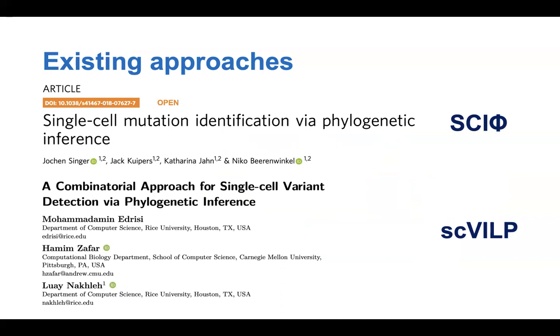This idea has been implemented in different ways in works such as SciPhy and SCVilp. SciPhy estimates the posterior of the tree and mutations using MCMC sampling, and SCVilp infers the tree and the genotype matrix with maximum likelihood estimation.